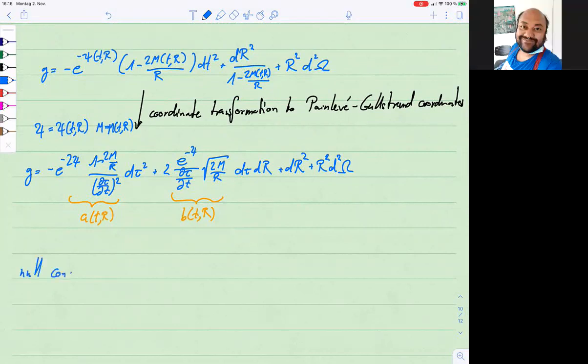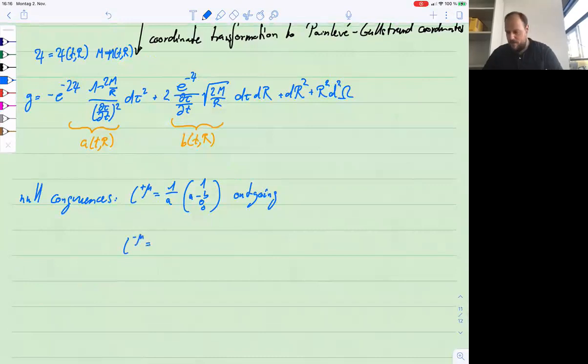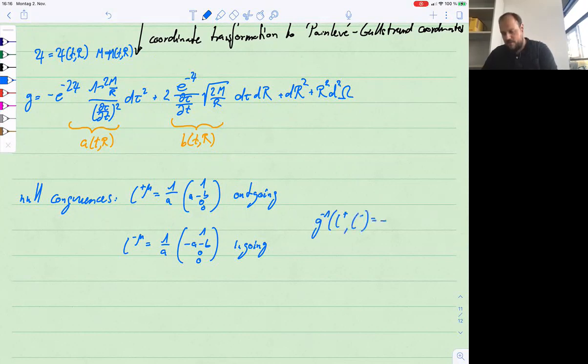Okay. I'm almost done. I just wanted to make an example. So we can have the null congruence L plus. It's 1 over A, 1, A minus B, 0, 0. That is the outgoing direction. And here outgoing is really outgoing because it is spherically symmetric. And we have the ingoing. I just wanted to show how to really see this dynamical horizon once, that this is no magic. And we have normalized L plus and L minus such that this is minus two. So we have defined this big N as two.